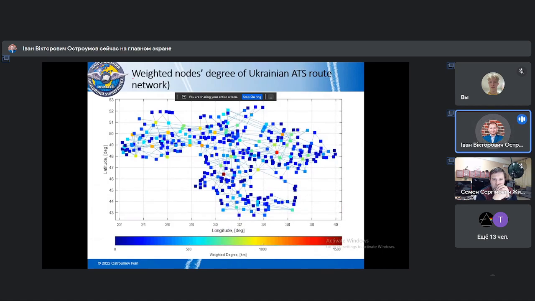Then we count the weighted degree of nodes for this network, and weighted degree represents how widespread the network is, or how many connections each node has, based on distances to the closest waypoints. Also, you can see that there are some nodes which are red, which means that if we apply a particular level of air traffic, these nodes may produce some overload stages.